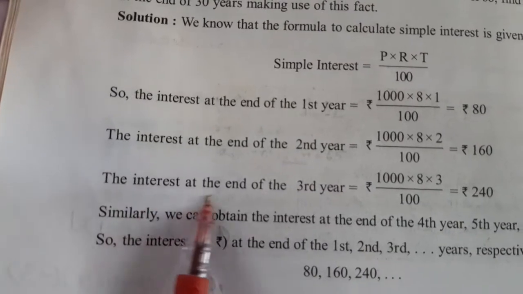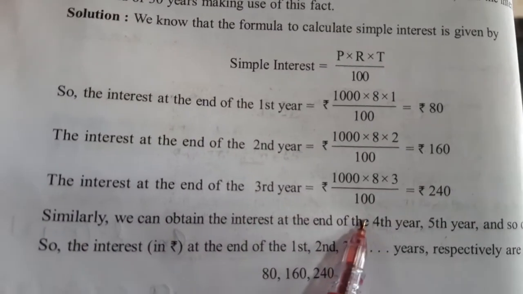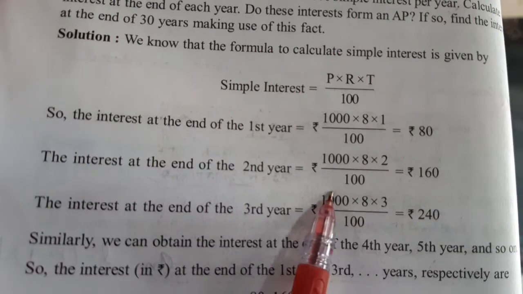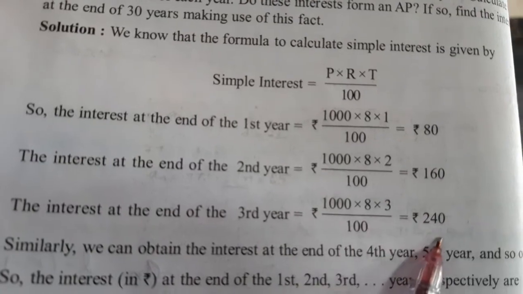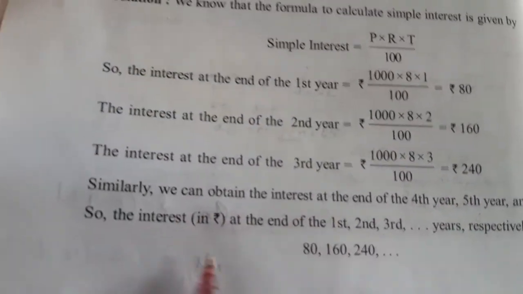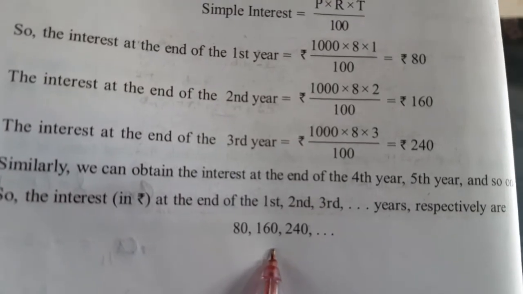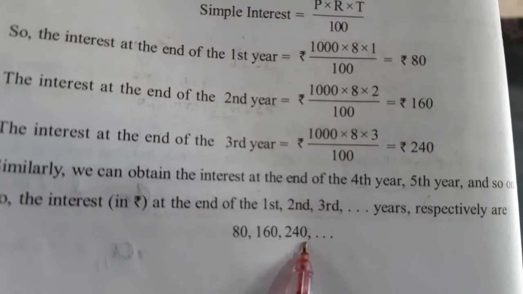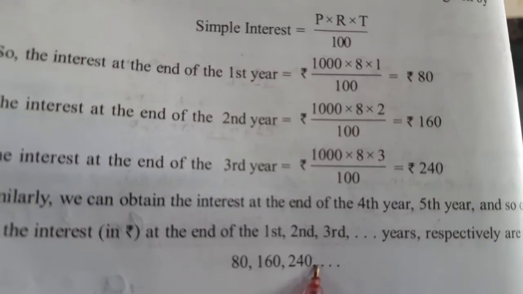Now similarly, interest at the end of third year, that is 1000 into 8 into 3 divided by 100. The zeros get cancelled. 10 into 8, 80, 80 threes are 240. Now let us take: first year interest is 80 rupees, second year interest is 160 rupees, third year interest is 240.